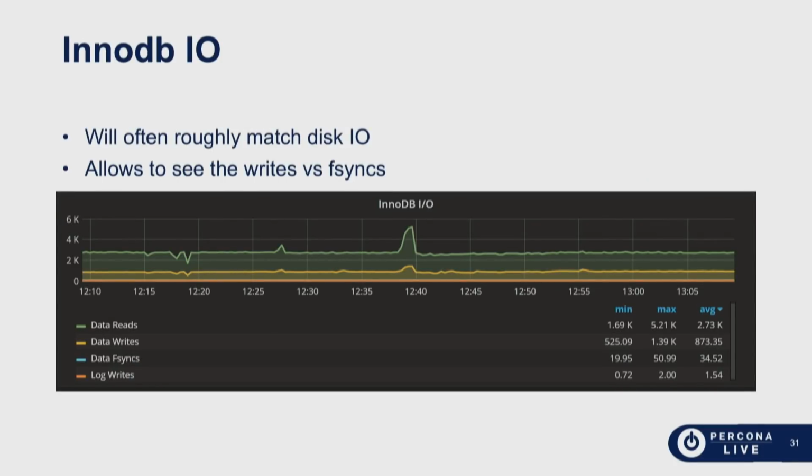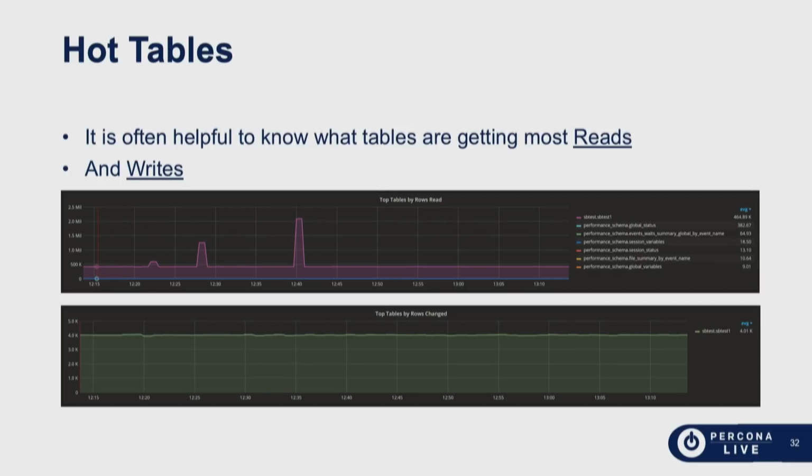Now, InnoDB I/O, in this case, is something we would look at in terms of disk I/O. Often that is where a majority of disk I/O comes from, and that will match the numbers you would see from vmstat or from iostat numbers. The good thing here is that you can also see how many data fsyncs and log fsyncs you are getting, in addition to the read and write operations.